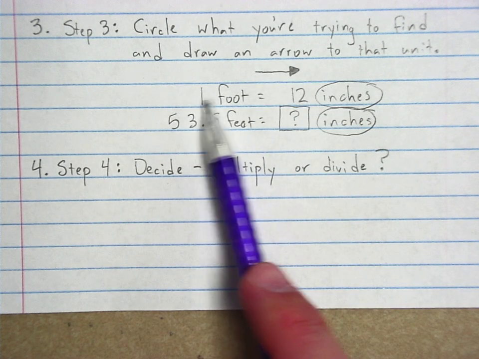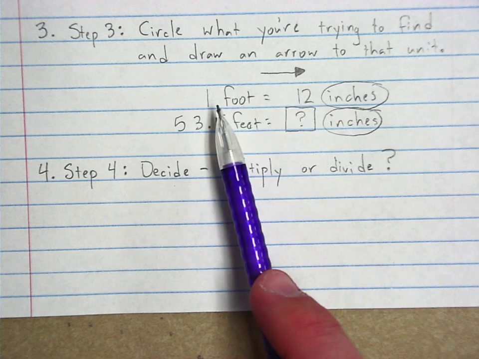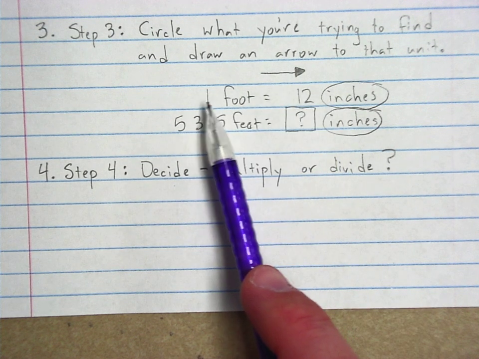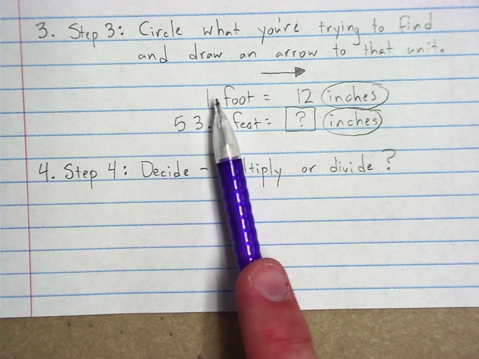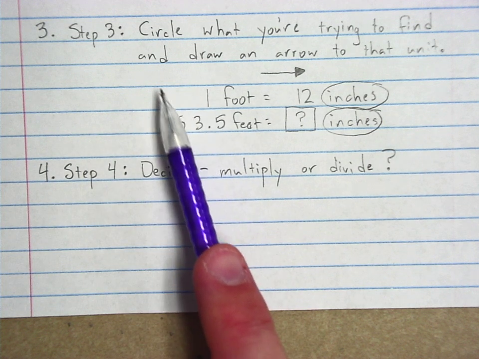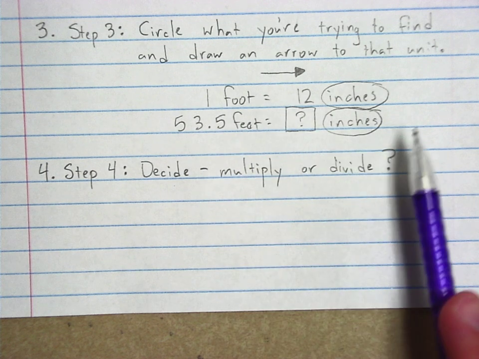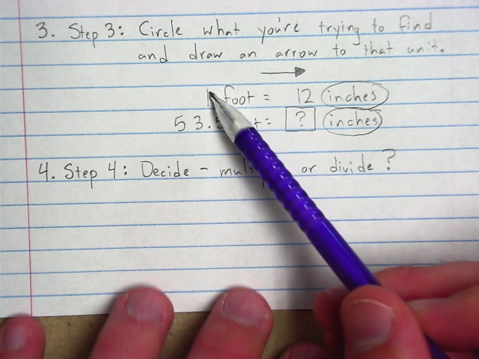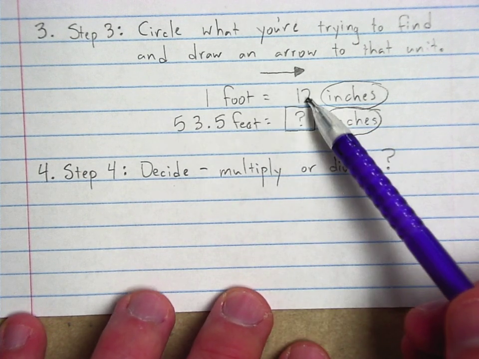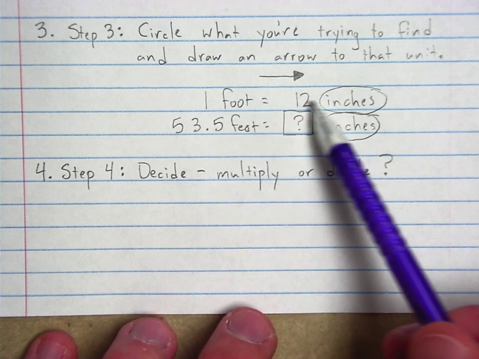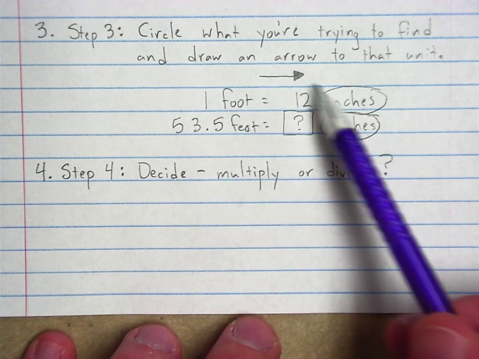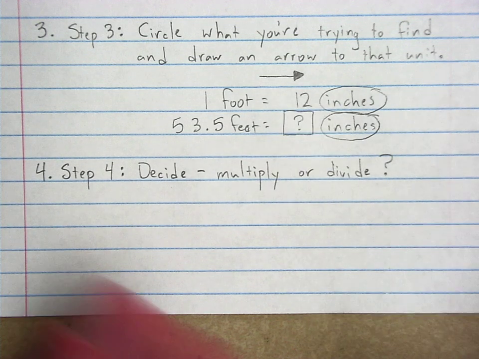Okay. I'm going to multiply. It has to get bigger. 1 foot is 12 inches. If it had been the other way around, 12 inches to 1 foot, then I'd be dividing. Think about how you're getting from this to this. I'm not even looking at the word problem part yet. I'm looking at the equivalence. I'm looking at the conversion information that I already hopefully know.